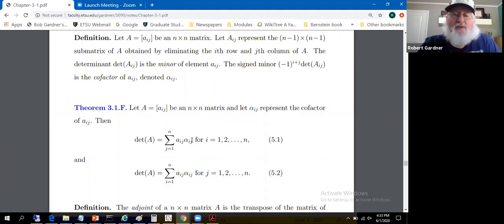But this is bad too, right? How do you find alpha sub ij in either of these? Boy, you've got to find the cofactors. You've got to find the determinants of an n-1 by n-1 matrix. Fine. That'll have to be done in terms of n-2 by n-2 matrices, a bunch of them.